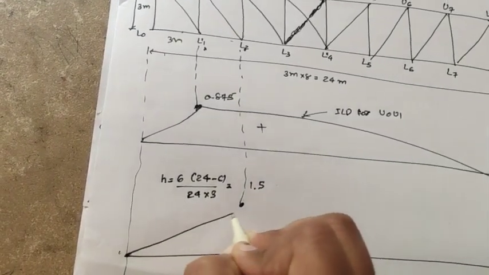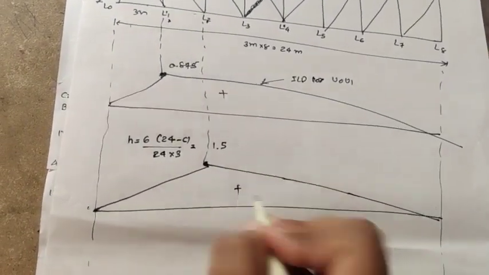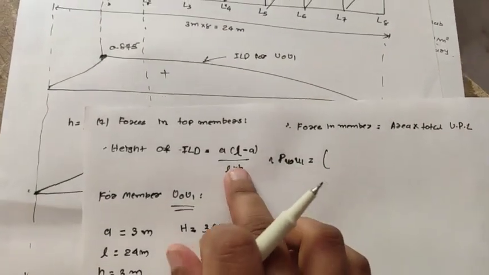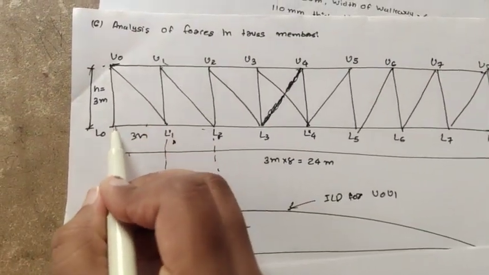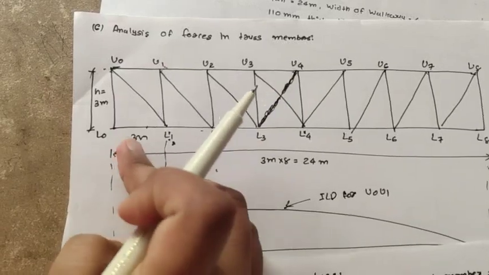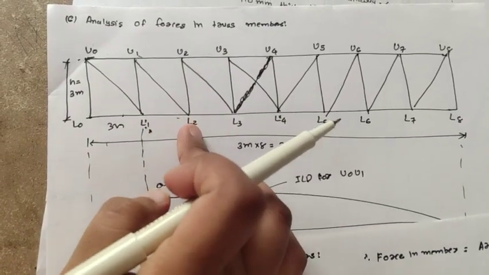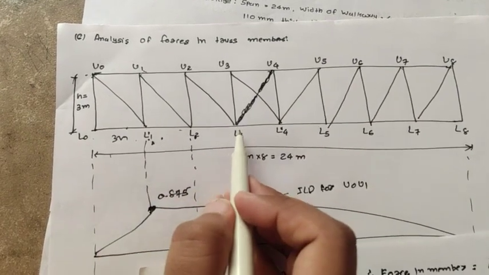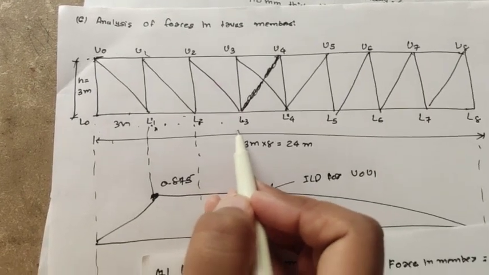So here we connect this point to this point. Okay, and here is a plus sign. Following this equation, which is A into (L minus A) divided by L multiplied by H, A means the distance from L0, right? First we're talking about U0 to U1, which is connected to the opposite joint L1, so the distance between L0 and L1 is 3 meter. While for U1 and U2, connected to the opposite joint L2, the distance between L0 and L2 is 3 plus 3, 6. For L3, the distance between L0 and L3 is 3 plus 3 plus 3, it means 9 meter, right?